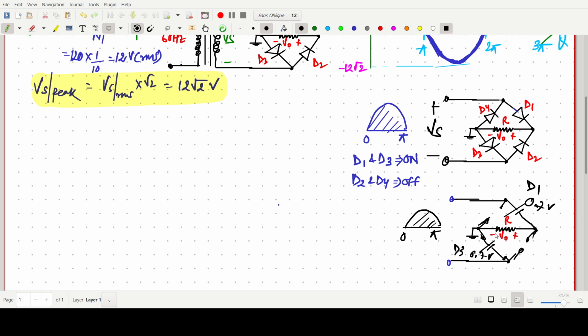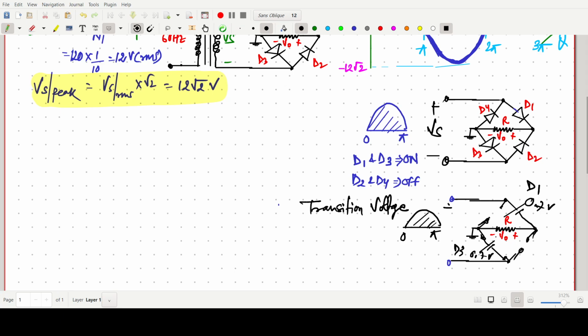Before that, there is also one concept of transition voltage, above which the diode will conduct. It will not conduct for 0 volt or just 0.7 volt. So that transition voltage we have to find. I have already discussed this transition voltage concept.